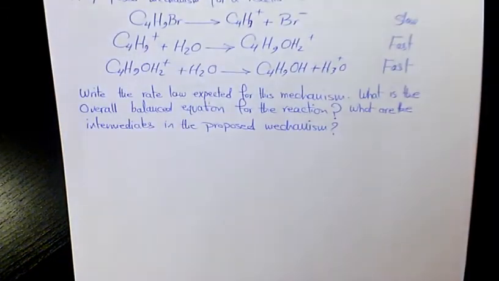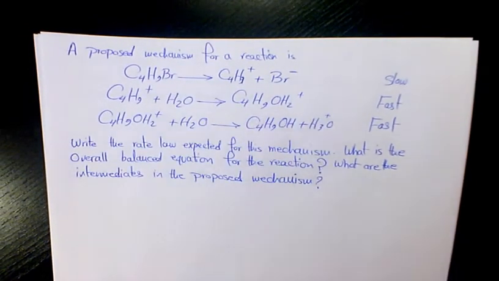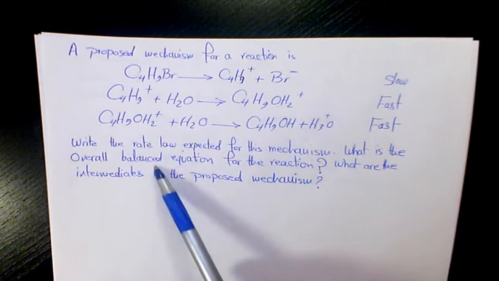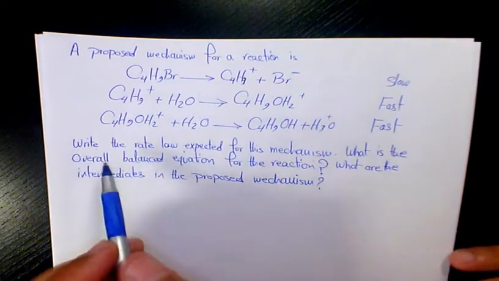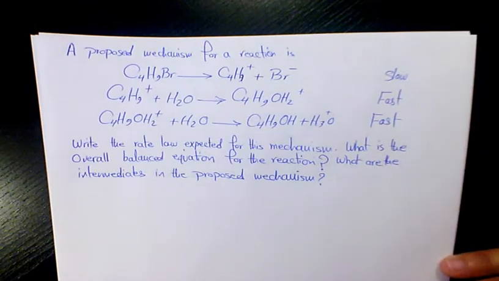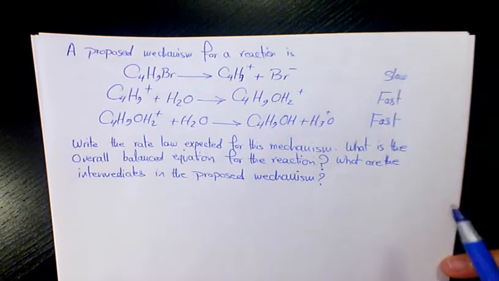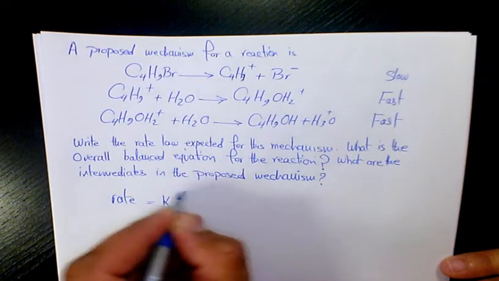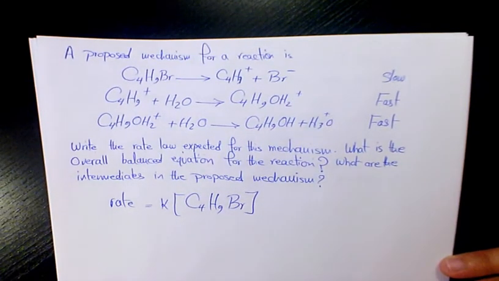Let's see another example. A proposed mechanism for the reaction is these three. Write the rate law expected for this mechanism. What is the overall balanced equation for this reaction, and what are the intermediates in the proposed mechanism? So let's start with the first one. It says write the rate law expected for this mechanism. So we need to find out which one is the rate determining step. As we saw, the slowest one is going to be rate determining. So rate equals K times C4H9Br. So that's going to be the rate law.